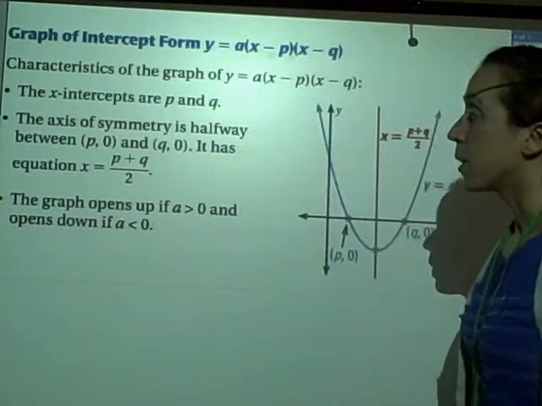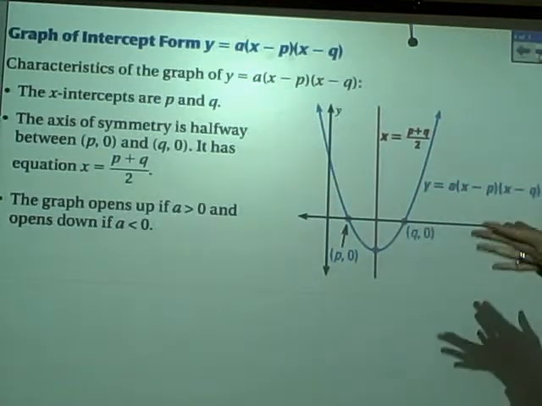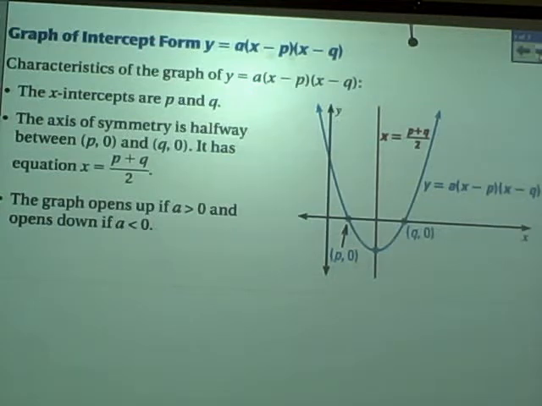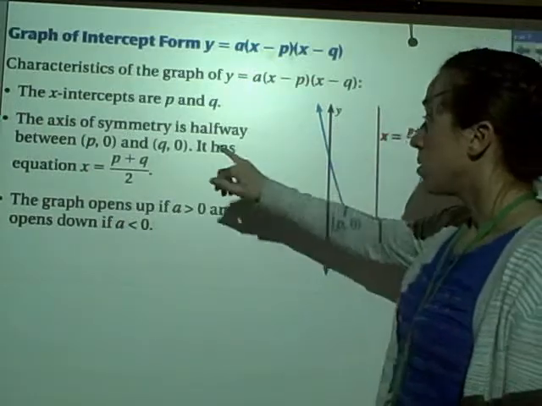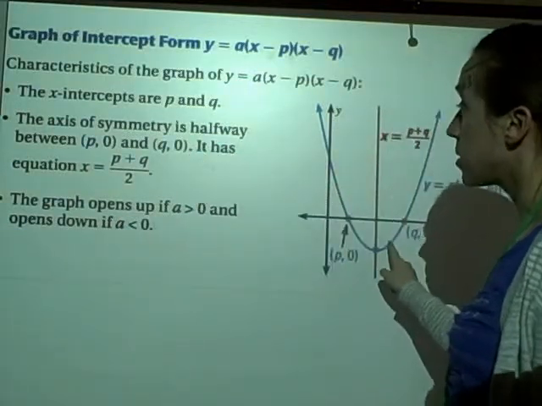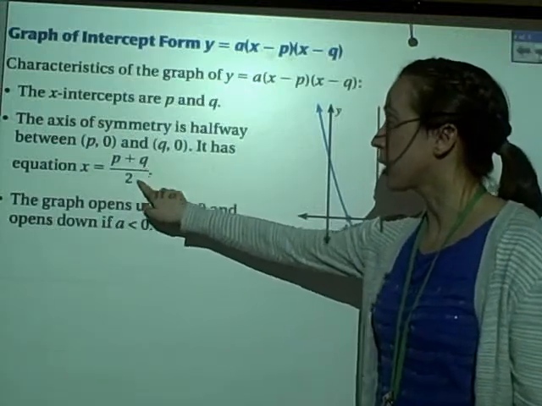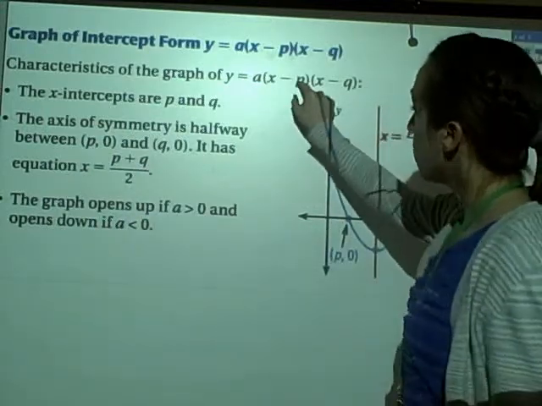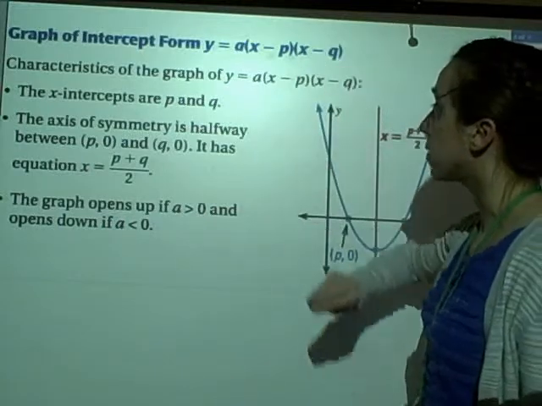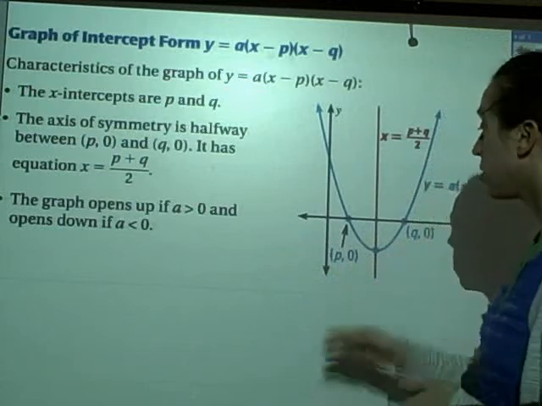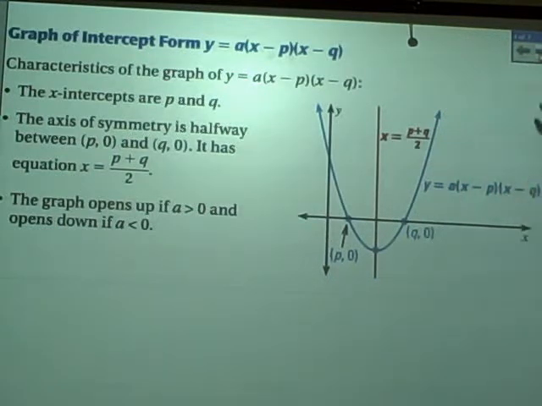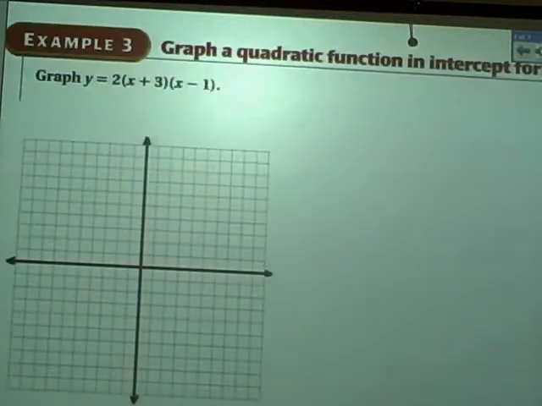Again, that a value is going to tell you if your graph opens up or down. Again, if it's positive or negative. Positive opens up, negative opens down. Here, the axis of symmetry is halfway between those intercepts. So it has the equation (p plus q) over 2. So we pull out the opposite of p, pull out the opposite of q, add them together and divide by 2. That gives us our axis of symmetry. Again, this is a very good slide to hit pause and write down this information or get it right out of your textbook. Here's an example of graphing a quadratic in intercept form.